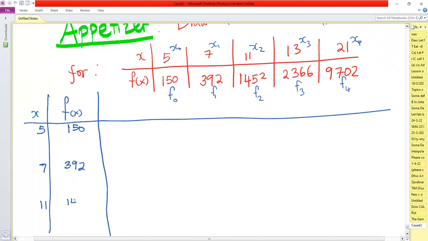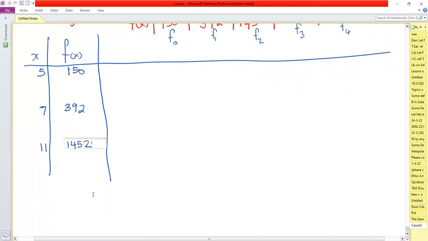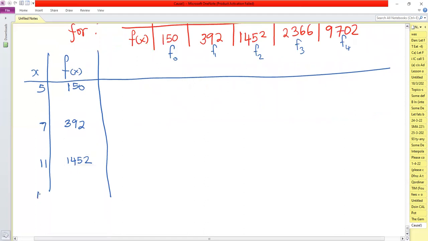Skip 2 lines, 11, and then 1452. Skip 2 lines, write 13. And then the value at 13 is 2366. Skip 2 lines and write 21. Value is 9702. So we are skipping 2 lines so that we can have enough space to define the quotients.